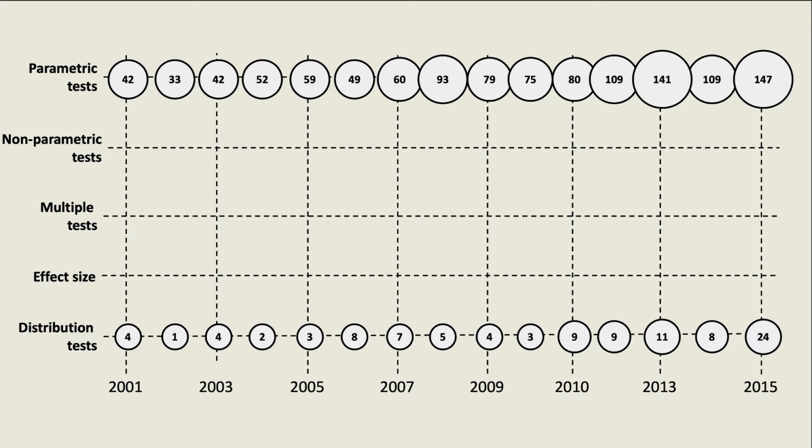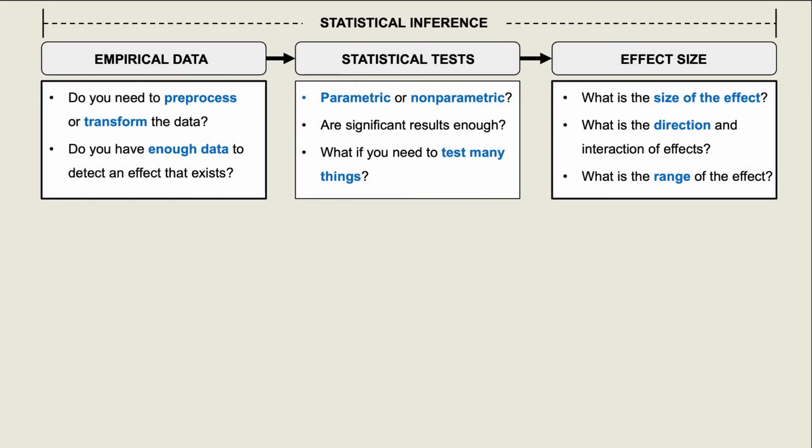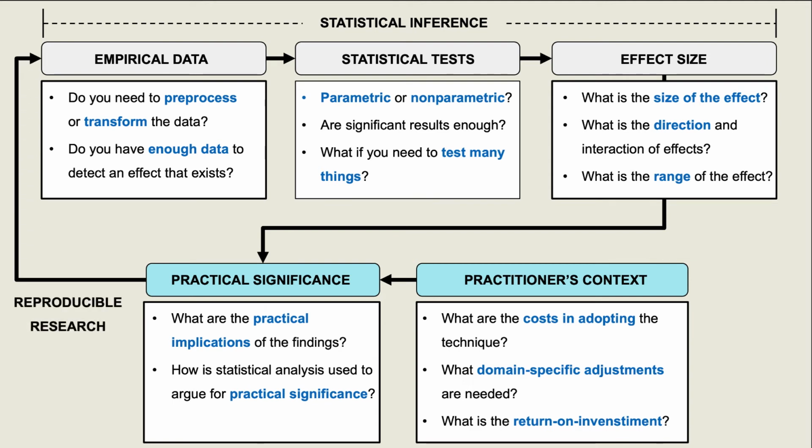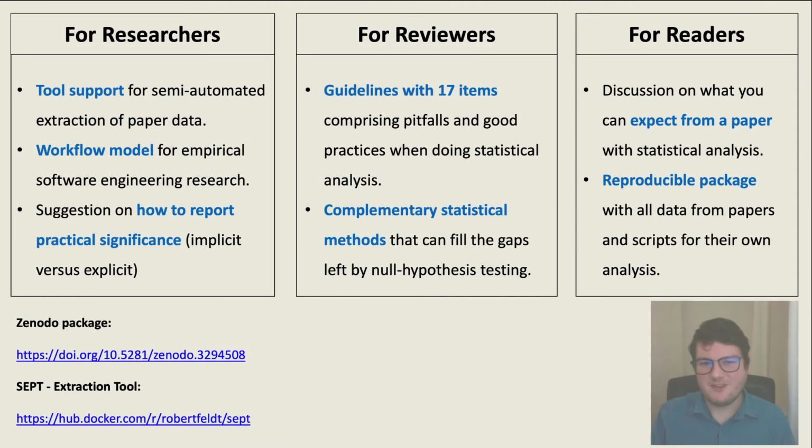check those assumptions. We compile our findings into guidelines and a workflow model to help researchers distinguish the elements of statistical invariance and how that connects to practical significance, which is dependent on a practitioner's view, and then support future research via reproducibility. So after all, what is the practical significance of our paper?